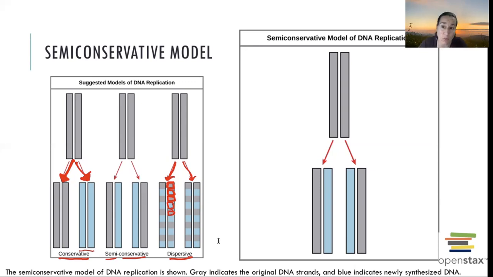This is semi-conservative. So we're still going to hold on to the old one. Here is our old one. So here's our strands here and here, and those would be our templates for creating the new strands here in blue. So semi-conservative is where it's at for DNA replication.